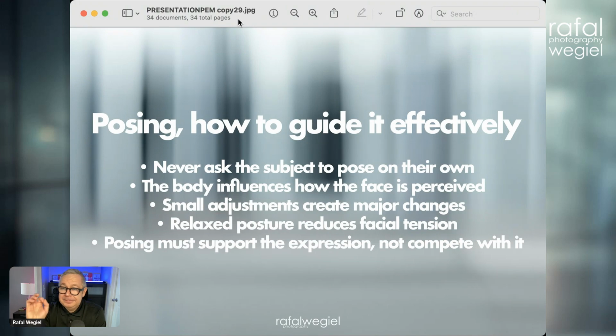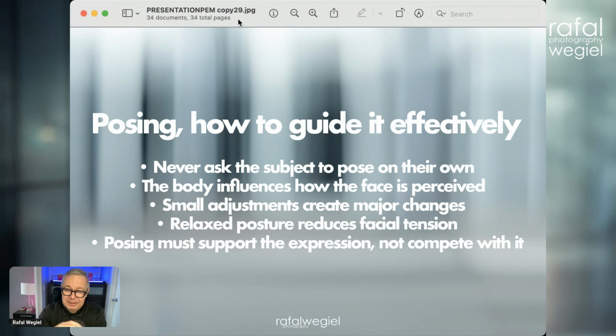Okay, posing. So now let's summarize all of it, and then we're going to get into the Q&A. When it comes to posing, to summarize: never ask the subject to pose on their own. The body influences how the face is perceived. Again, we've discussed that. Small adjustments create major changes. So don't go from one extreme to another. Very small adjustments, but keep changing the pose nonstop. This is one of the key elements.